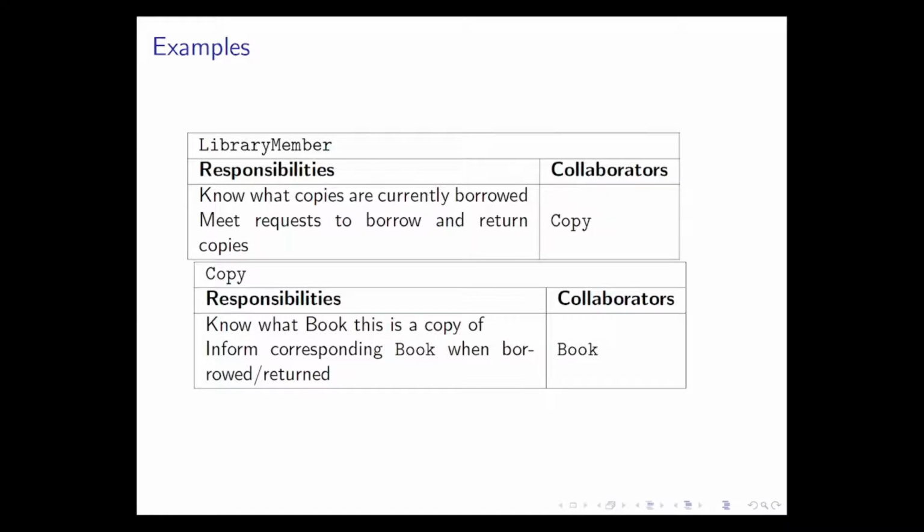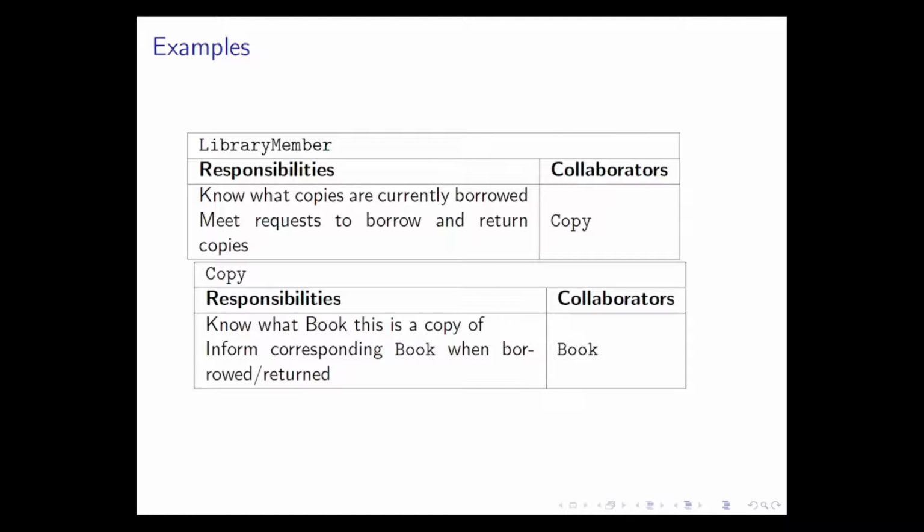And so we're specifying here that part of library member's responsibility is to know what copies are currently borrowed, and in order to do that it's going to have to collaborate with the copy class, and it's going to meet requests to borrow and return copies. So it's maintaining the data about which copies of which books does this library member currently have on loan. And the copy class is going to know which book this particular thing is a copy of, and it's going to be responsible for informing the book class, the corresponding book object I should say, to this copy object, when a copy is borrowed or returned.